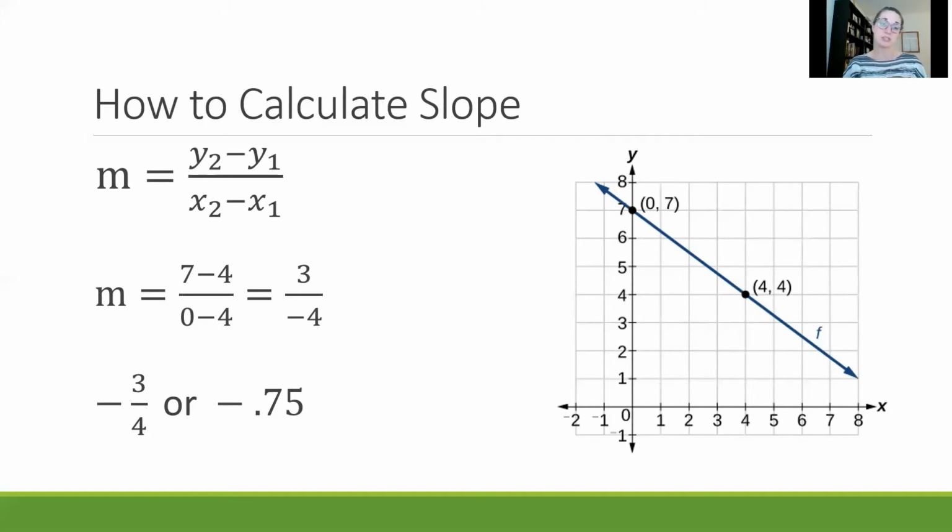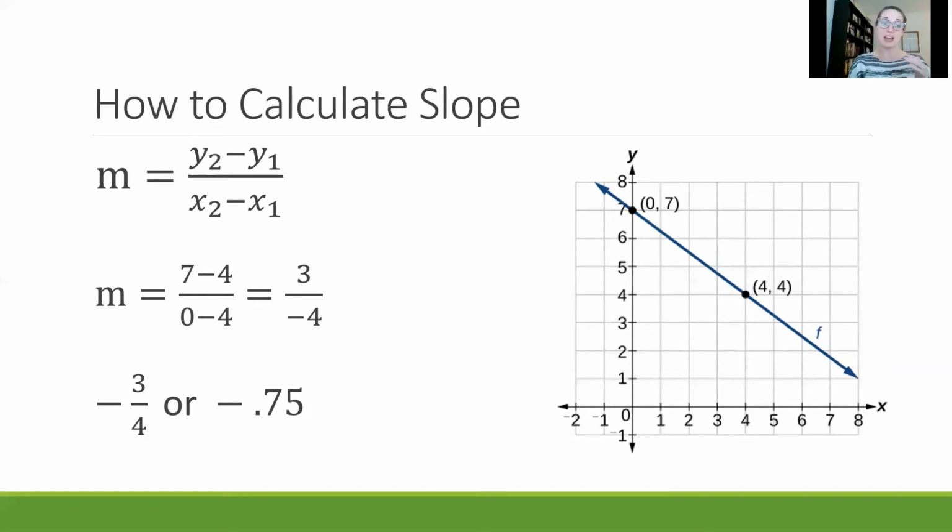So here we'll see y2 minus y1. I picked my x2 and y2 coordinate to be the 0, 7. So I'm going to take the y coordinate from that, which is the 7, and put it in my y2. That means my x1 and y1 are going to be the 4, 4. So I will take the 4 from the y coordinate and put it on there too. So that means that my top line, y2 minus y1, is just 7 minus 4.